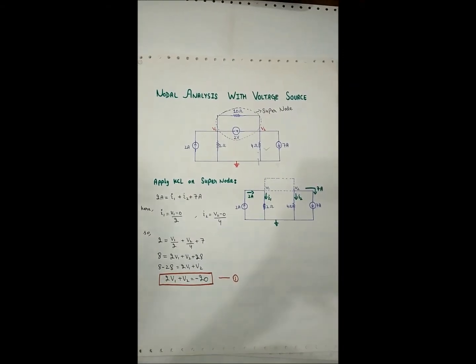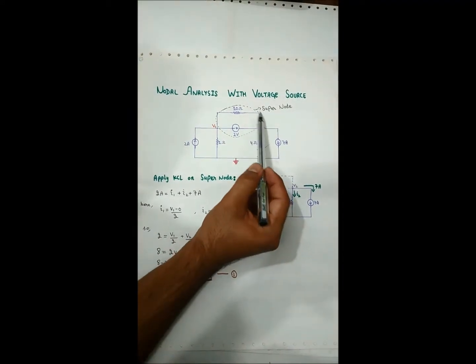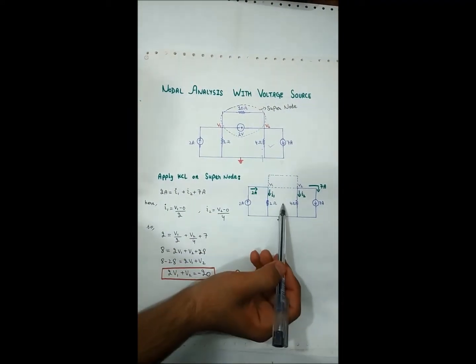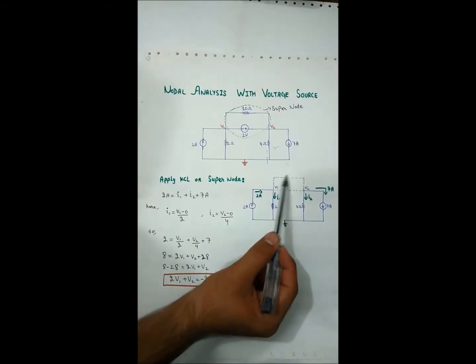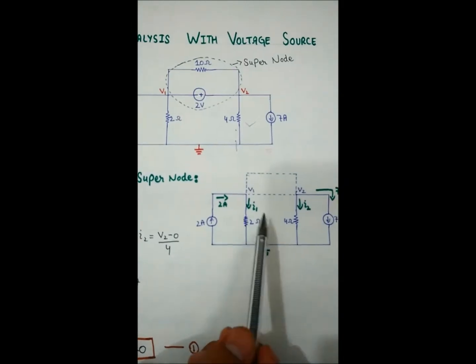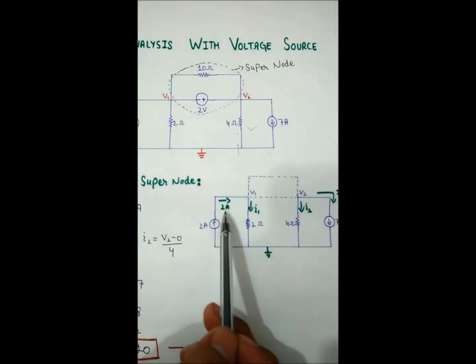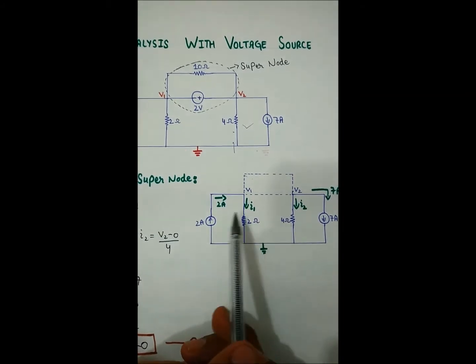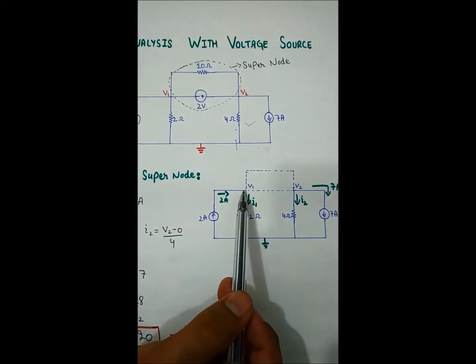According to the third step, here is the supernode. We will consider the circuit like this and extract this whole as a supernode. Here we will apply KCL on the supernode. According to KCL, the current entering the node is equal to the current leaving the node. Here in this circuit, 2 ampere is entering the node.